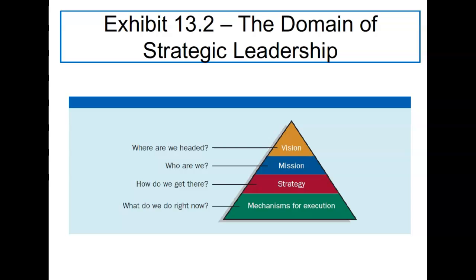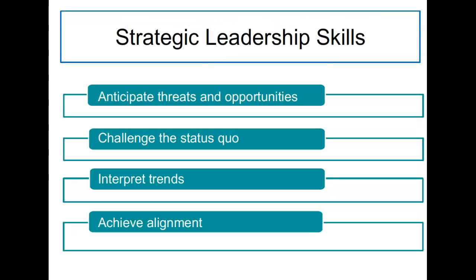So the domain of strategic leadership. This is how vision, mission, strategy, and mechanisms of execution are carried out. And you start at the top, and you really have to figure out where is our organization or the industry heading. After that, you have to define who you are within that vision. Figure out, okay, now we have a vision and a mission. How do we go about getting there? And then what can be done right now in order to move a little bit closer to that vision?